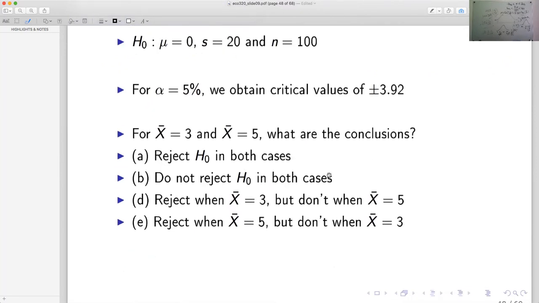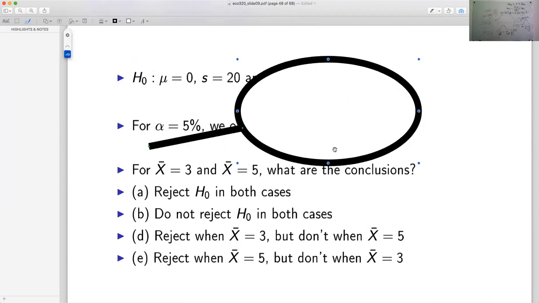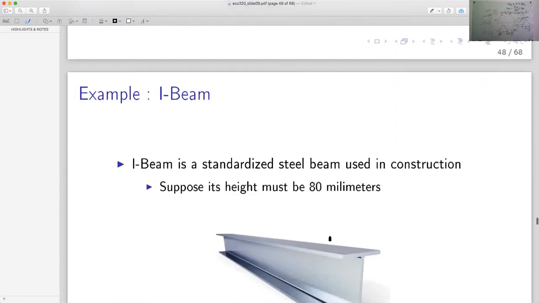So your conclusion: reject when? Based on that, let's say your critical value is 10. So for x bar equal to 3 and 5, if we draw it, it is something like that. And it's negative 3.92, plus minus that. So 5 is outside of the range, right? So you reject, but for x bar equal to 3, you cannot reject because it is inside of this critical value. So that was the idea.